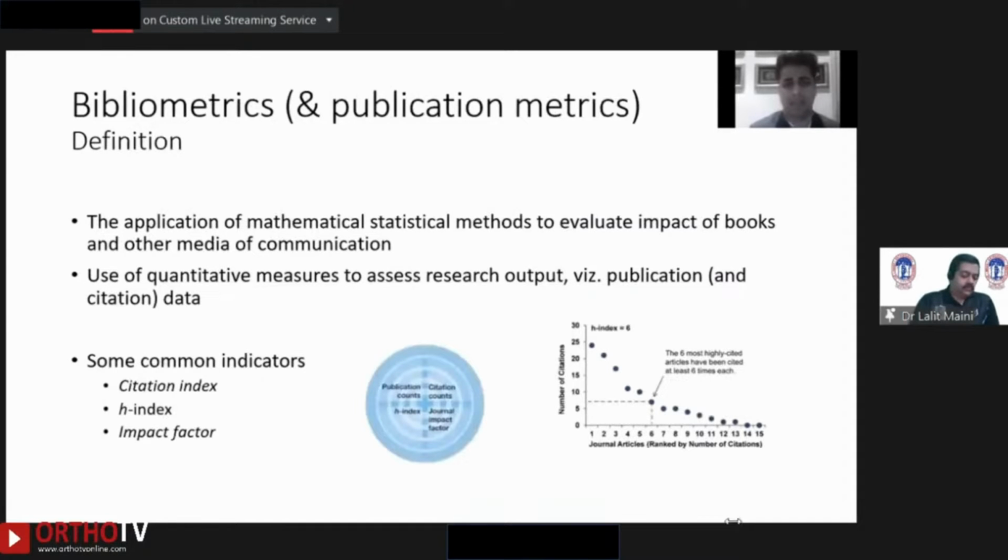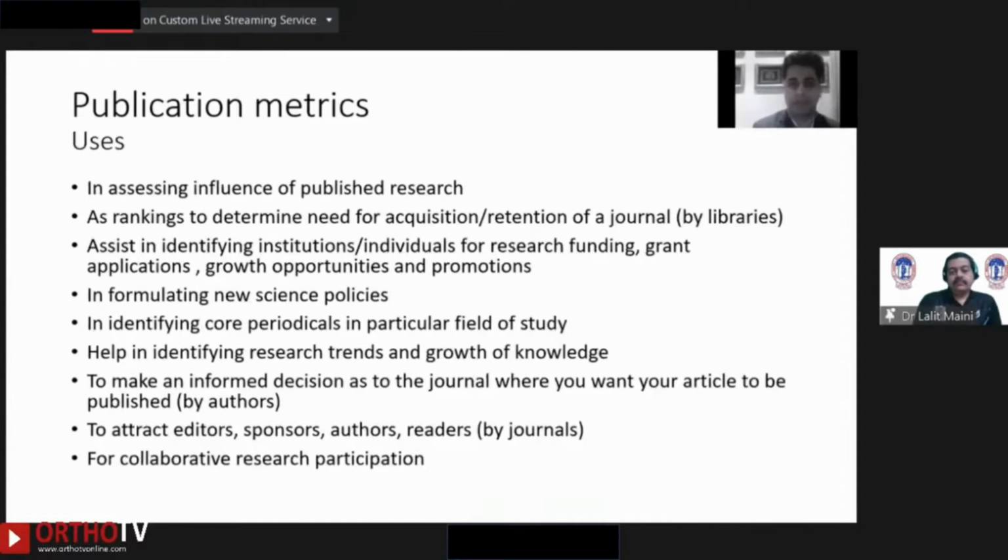So publication metrics can be defined really as the application of mathematical statistical methods to evaluate the impact of books and other media of communication on society, on the scientific community at large. In effect, what we're doing is we're using some quantitative measure to assess the output of our research, whether it's publications or citations, and use that data to understand how well it's being used and utilized. So basically, you have heard of citation index or H index or the impact factor of journals, and I'm going to touch on each of them.